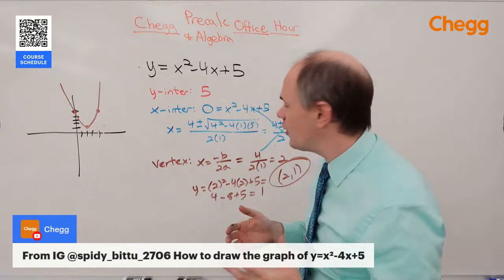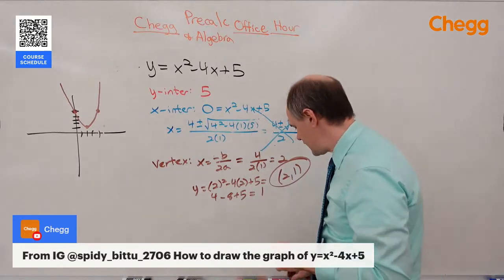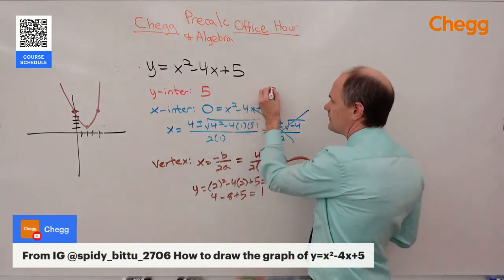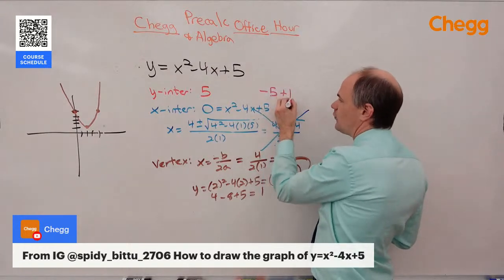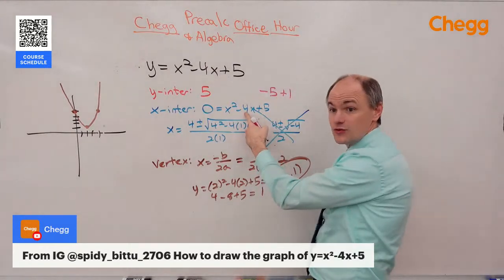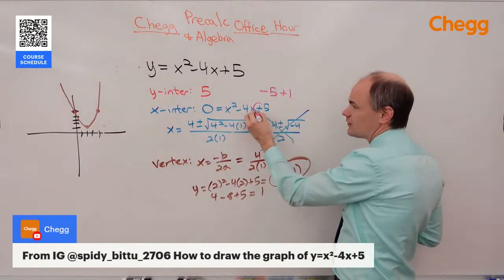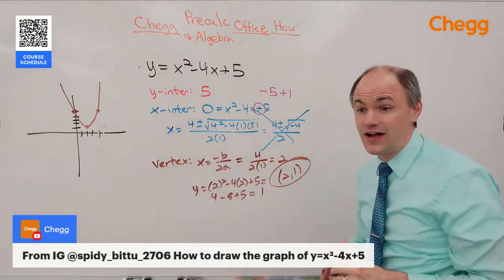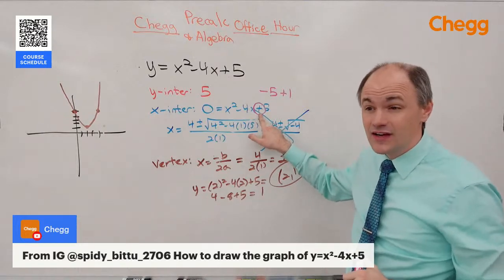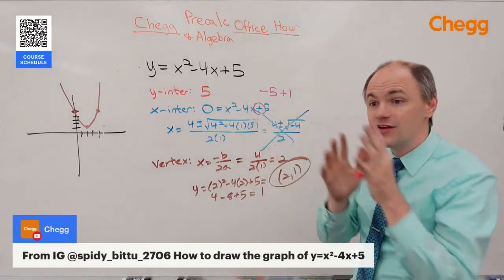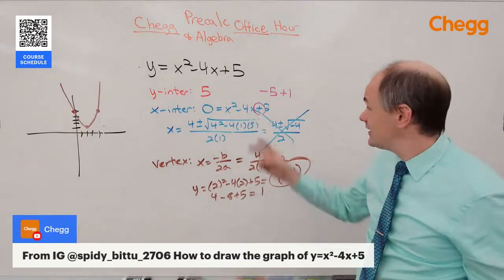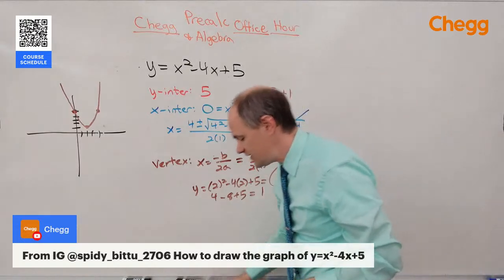A question came up though, why when I was trying to factor could I not use -5 and +1? Because -5 and 1 does equal -4. That is true, but if I were to multiply them together, they're not going to equal a +5. Because of this positive here, we needed to have a positive and a positive, or a negative and a negative. We can't have one of each.